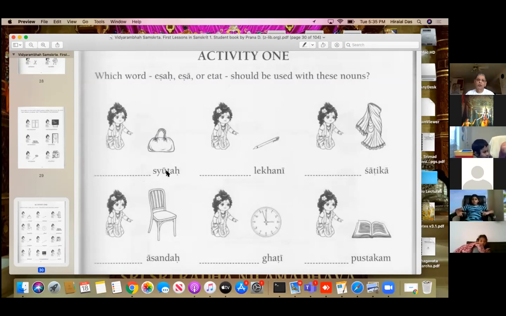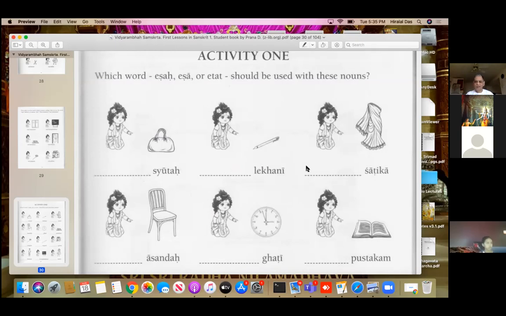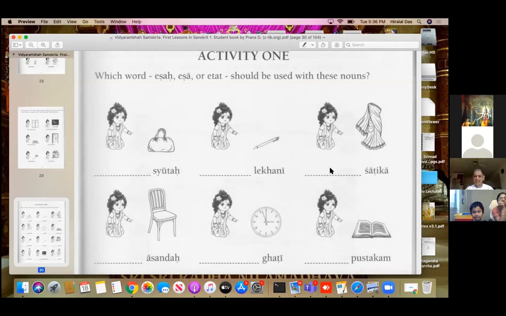For example, syutaha. So what gender is it? Male. Yes, masculine gender, male. So if it is male, which pronoun will you use here, out of these three? Esaha. Yes, that's exactly right. Okay. Similarly, here, what will you use? Esa. Esa lekhani. Very good. Esa samichenam. Okay, what will you use here? Esa. Esa satika. Very good.